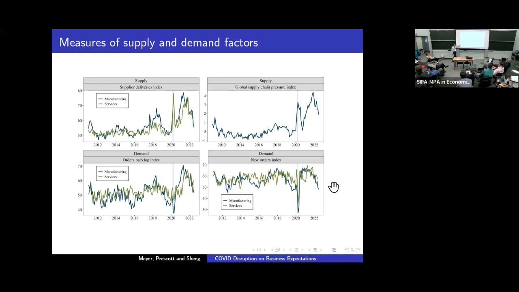But the bottom two show two demand proxies, or demand factors. One is the order backlog index, another is the new order index. These measures can correlate. For example, if a firm experiences long delivery times, on one hand it is a supply shock, no doubt. On the other hand, it might be caused by a surge in demand. So if you want to quantify the impact of supply chain disruptions, you have to control for demand factors.